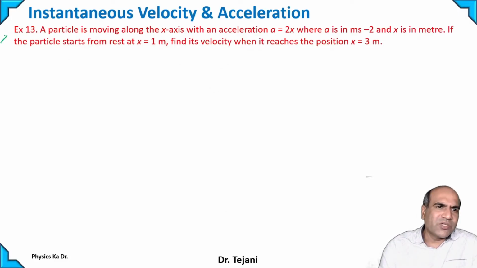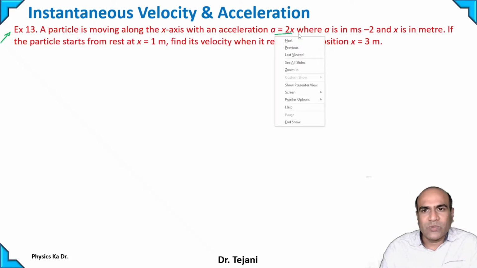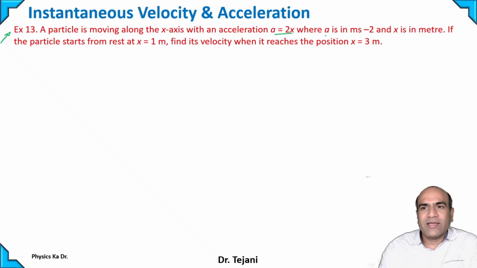Now example number 13. I think you should pause the video and solve this by yourself. What is given? A particle is moving along the x-axis with acceleration a is equal to 2x, where a is in meter per second square and x is in meter. If the particle starts from x is equal to 1 meter, find its velocity when it reaches position x is equal to 3. We need v.